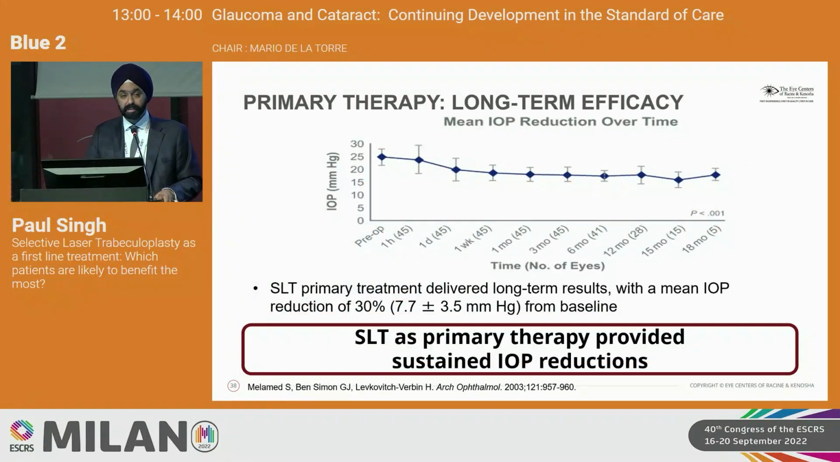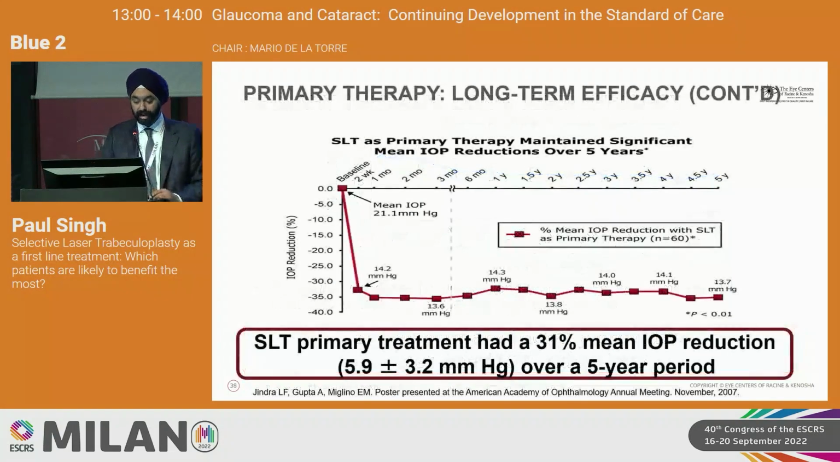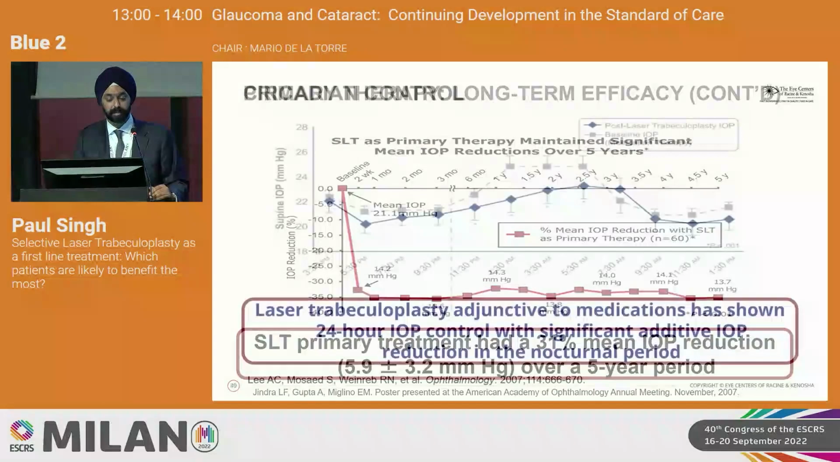And we do know that it does have long-term benefits. People think, well, doc, I'm not sure if it's going to last long enough. Well, number one, we can repeat it. Number two, if you do it primary early on, when you have a healthier outflow system, healthier canal, healthier distal channels, the chances of it working longer seem theoretically to make sense. And we do see that with data. This is an 18-month follow-up showing us stability. We have Jindra, who showed us 5-year data with primary SLT showing stability over 5 years. So the earlier we adopt it, the better chance we have of preventing further collapse, in my opinion, as well.